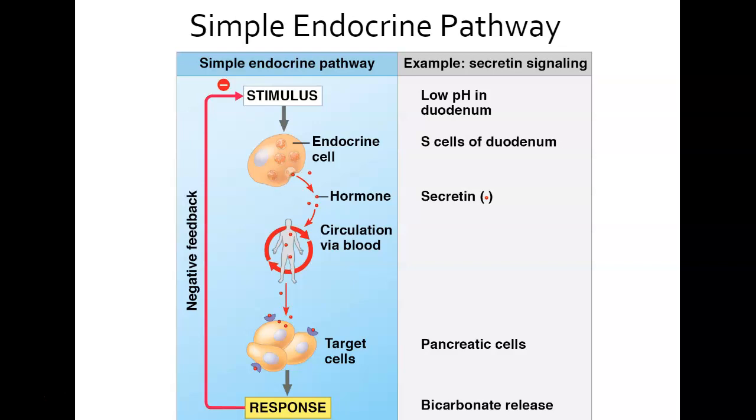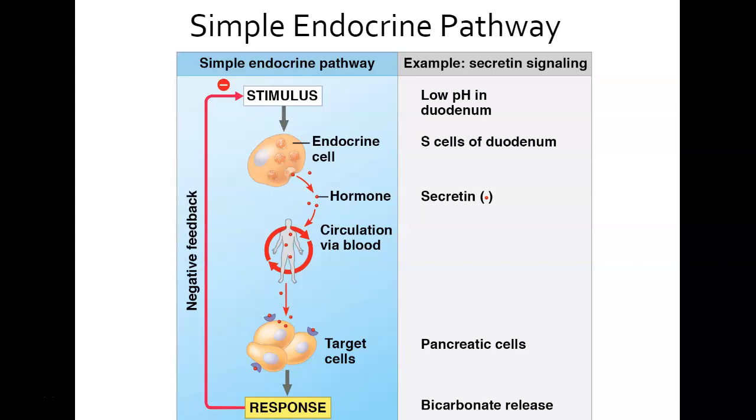One specific example seen on the right is secretin signaling, and this has to do with pH levels. So an initial stimulus might be that the pH has gotten too low in the duodenum, or duodenum, however you say it. In this case, then, that low pH is going to trigger specific cells. Those cells are going to release secretin. Secretin is the hormone in this case.